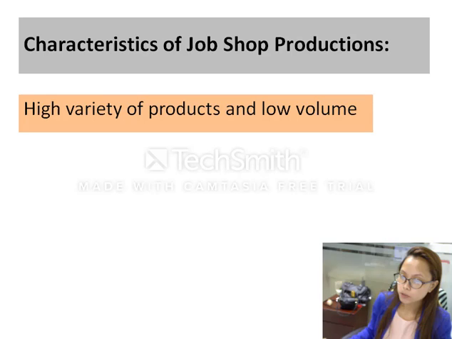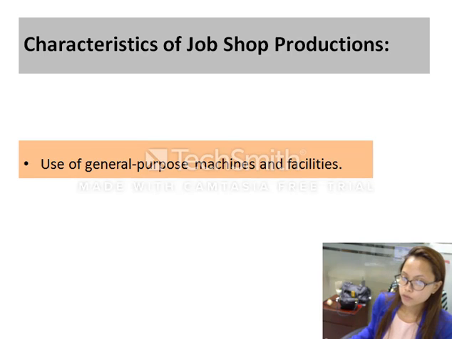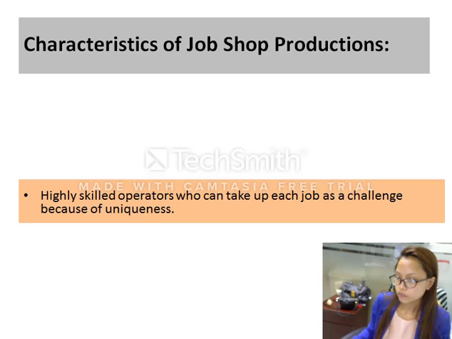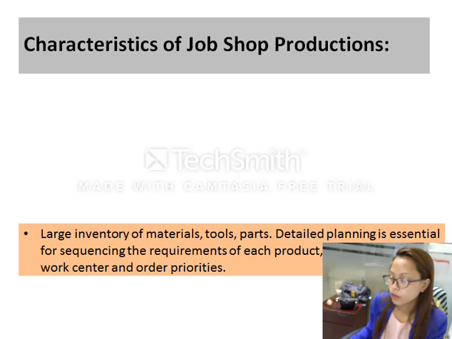Characteristics of job shop productions: high variety of products and low volume. Use of general purpose machines and facilities. Highly skilled operators who can take up each job as a challenge because of uniqueness. Large inventory of materials, tools, parts. Detailed planning is essential for sequencing the requirements of each product, capacities for each work center, and order priorities.